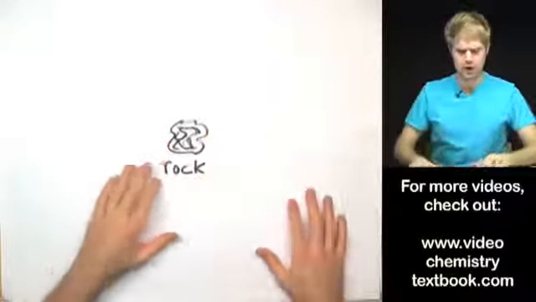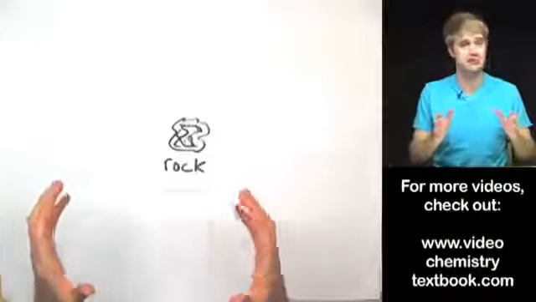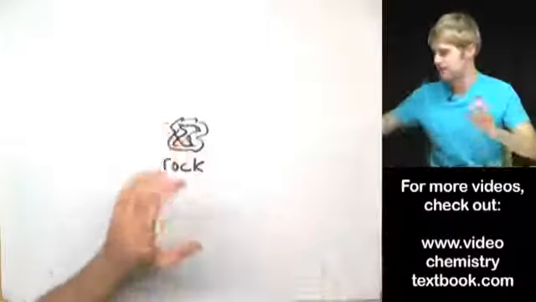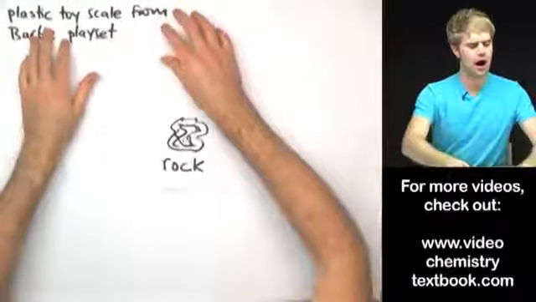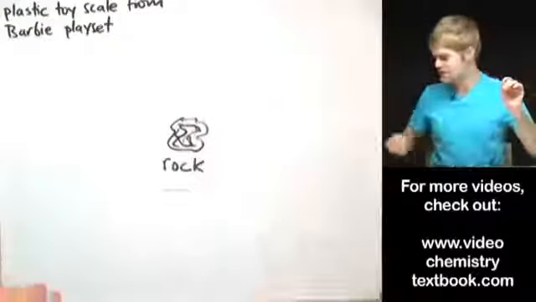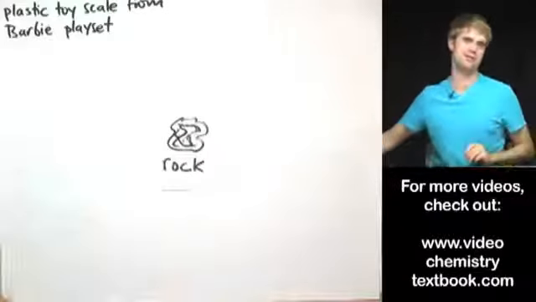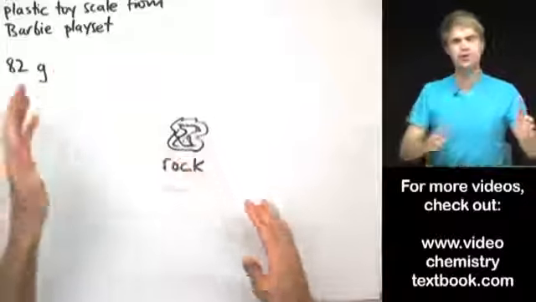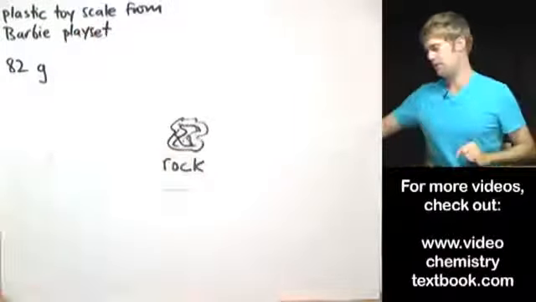Let's say that I have a rock here, a generic rock, and I want to find out what its mass is. I can weigh it in a way that's going to give me a precise answer, or in a way that's going to give me a not so precise answer. Here's what I mean. I could take this rock and I could put it on a plastic toy scale from my little sister's Barbie scientist playset. Okay? I do that and I get the answer of 82 grams. That's the mass of the rock as determined by this scale.